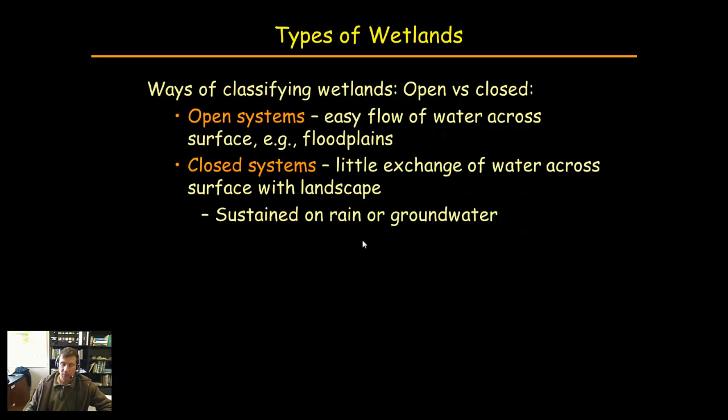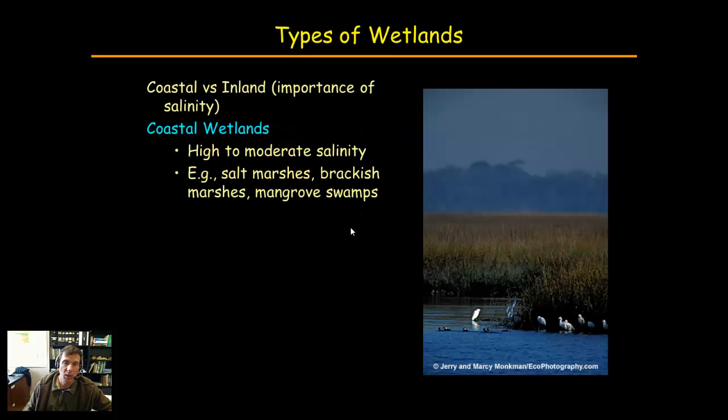Now, we can classify wetlands into several different categories. There are open systems where there's an easy flow of water across the surface. This might be a swamp that's adjacent to a river, for example. Then there's closed systems. These would usually be like sinkhole ponds or other places in the landscape where there's very little exchange of water with the surrounding area. Water comes in, but it doesn't tend to flow across the surface out away from that wetland. Instead, if that water goes anywhere, it's either evaporating or it's sinking down into the groundwater. So open and closed are two ways of classifying wetlands.